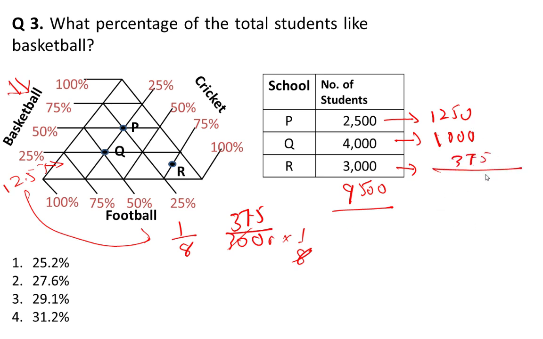375. The total is 5, 12, carry 1, and this is 6, and this 2. So what is this number? The number of students, the total number of students who like basketball. Now the question asks, what percentage of total number of students like basketball?